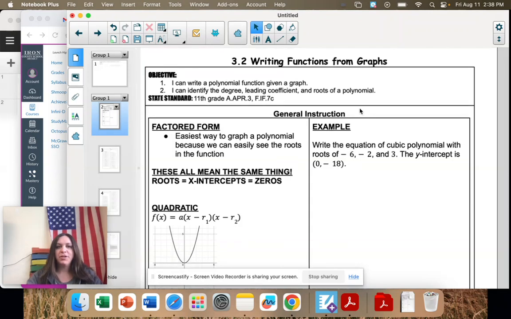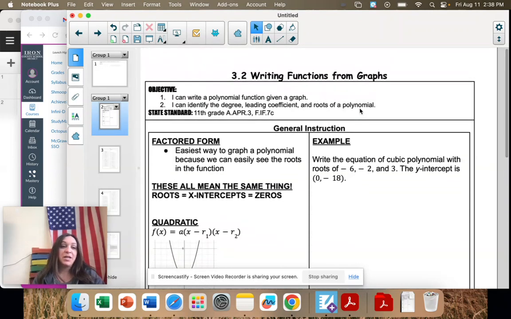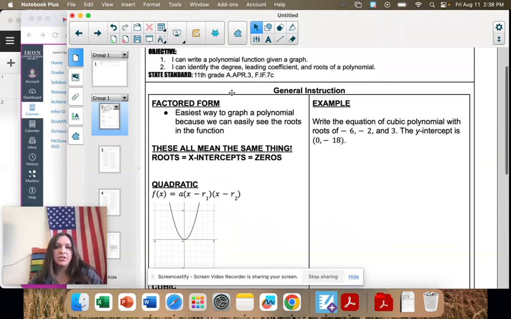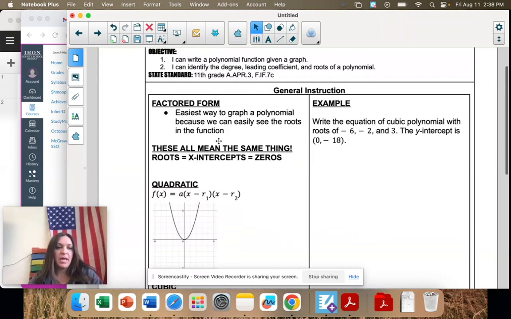So section 3.2, now we're given graphs or information and we're writing functions. So this is from the last section, factored form. We like it, it's easy to graph. And then I'm going to be saying roots, intercepts, zeros. These all mean the same thing. I'm talking about the x-intercepts on the graph.